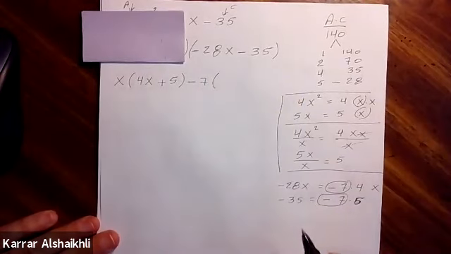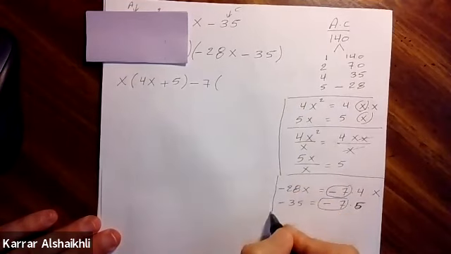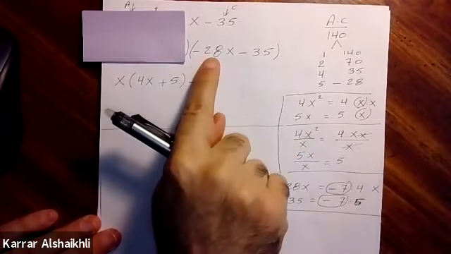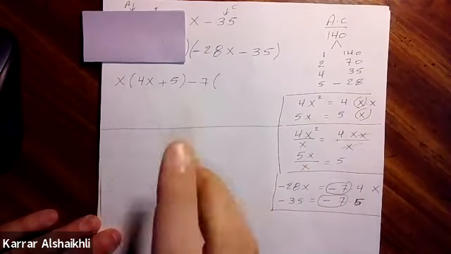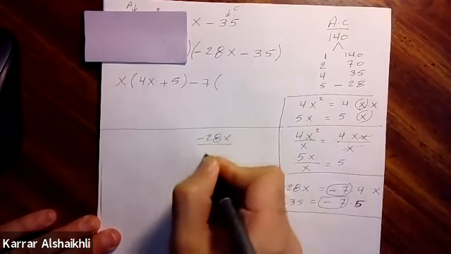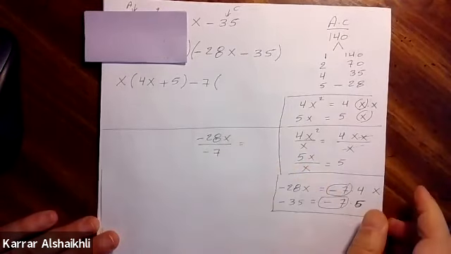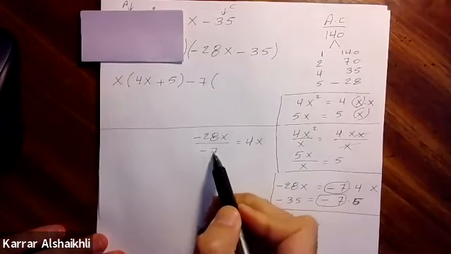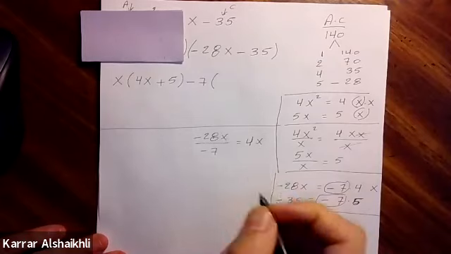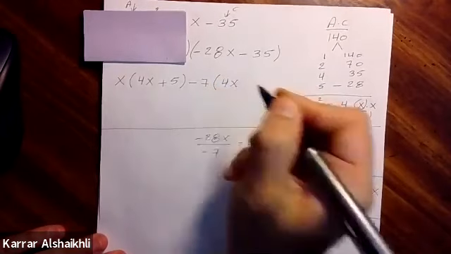Open parentheses. Now divide. Go ahead, start dividing. Negative 28x divided by negative 7. Tell me how much the result? 4x. Because negative 28 divided by negative 7 is going to be 4. There is no x to cancel this x, so I have to write down the x. That means here is going to be 4x.